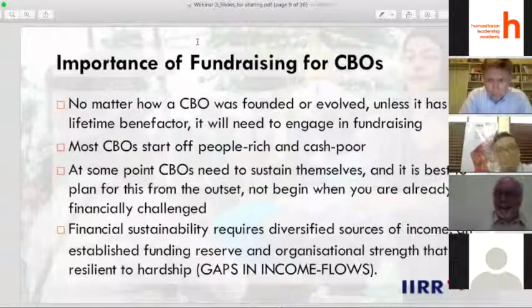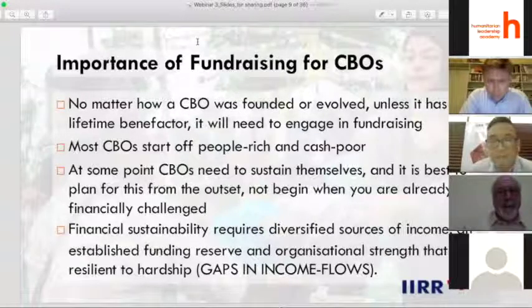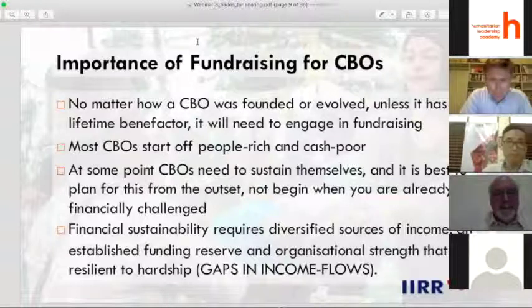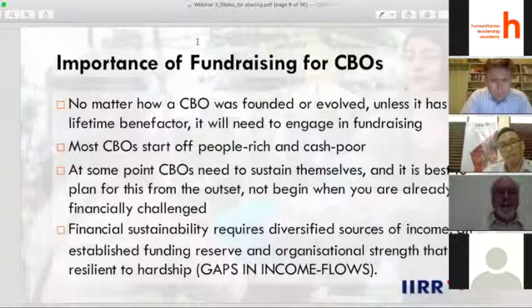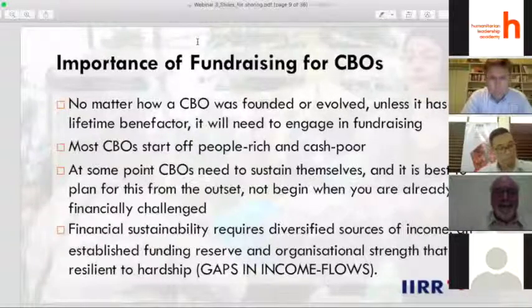We do a lot of capacity building for CBOs, but quite often fundraising is an area that we ignore at our peril, because sooner or later every CBO wishes to be able to sustain itself, and no matter how you were funded, whether you had a benefactor or whether you evolved slowly, unless you happen to have a lifetime benefactor, which few of us have, sooner or later you're going to need to engage in fundraising. And for many, this is a great challenge.